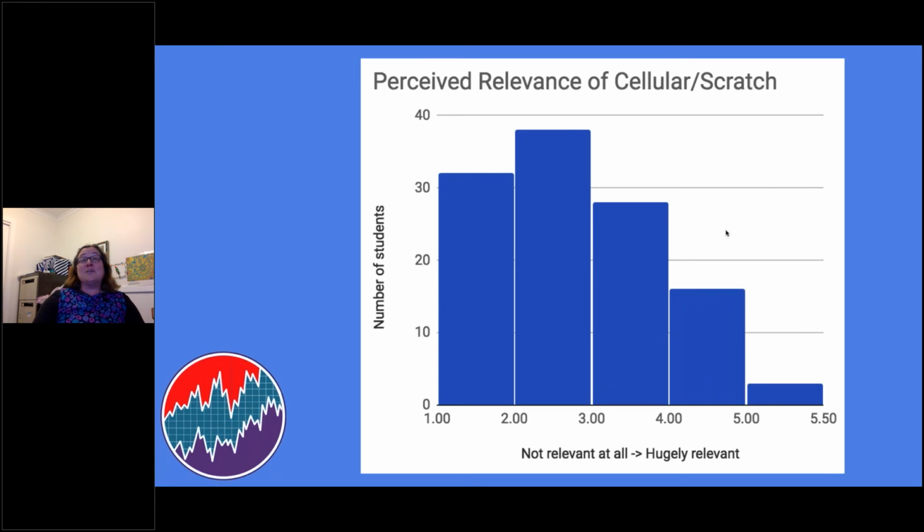He wasn't alone in that idea. You can see this was from a feedback survey where we were doing Scratch-based stuff, and the kids, for the most part, found it not relevant at all. They were just not interested. They couldn't see the point. And this was at a science school. So if science kids can't see the point of computation, then we have a fairly serious problem on our hands.